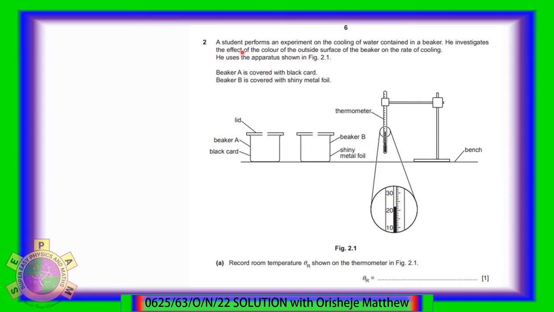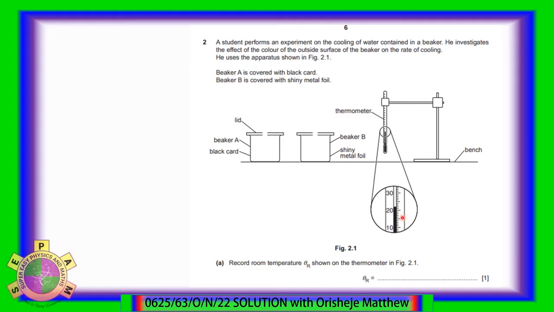Now, a student performed an experiment on the cooling of water contained in a beaker. He investigated the effect of the color of the outside surface of the beaker on the rate of cooling. He used the apparatus: beaker A covered with black card, then beaker B covered with shiny foil. So when we look at this, you put in the hot water, then use the thermometer to measure the initial temperature of the water.